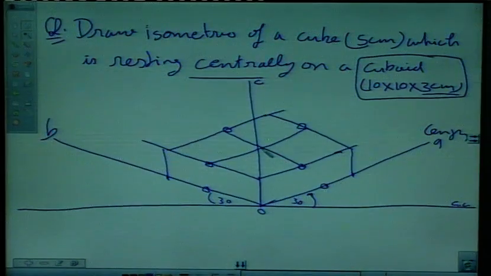Cuboid, right? On this we will place a cube of 5 centimeter side, right? So we can take 2.5 centimeter from here and 2.5 centimeter from here, right? And draw parallel lines like this. This is 2.5 and this is also 2.5, right? And on these also 2.5 here and 2.5 here, and we will complete the base of the cube, right?